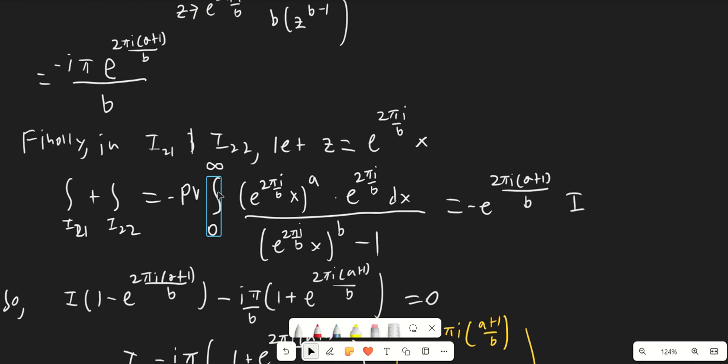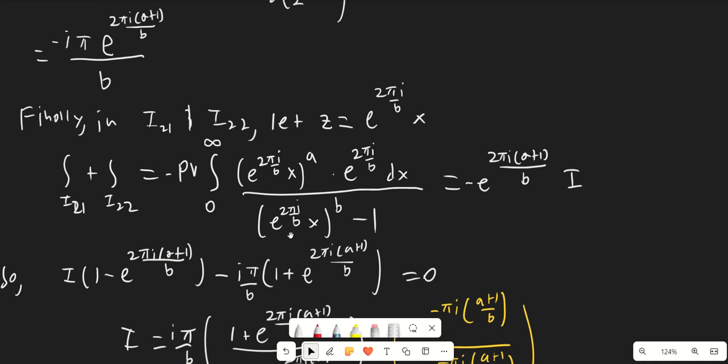Negative the principal value of the integral from 0 to infinity of e to the 2 pi i over b times x to the a power times e to the 2 pi i over b from our differential, and then all this on the bottom. This is just going to end up becoming x to the b, because e to the 2 pi i over b to the b power is e to the 2 pi i, which is 1. And so overall, we just end up multiplying by a constant here, and that constant is negative 2 pi i times a plus 1 over b times i.